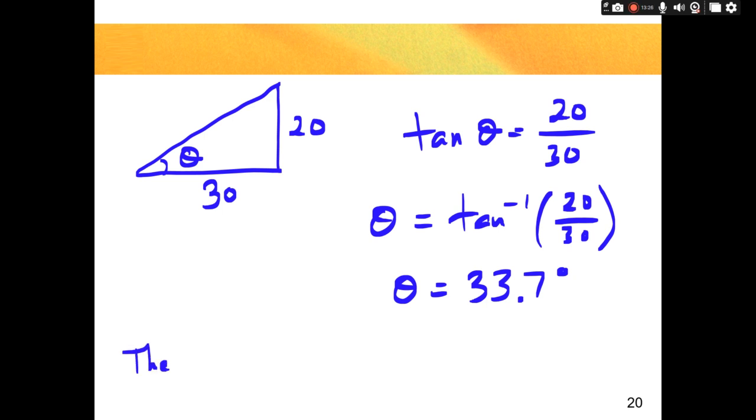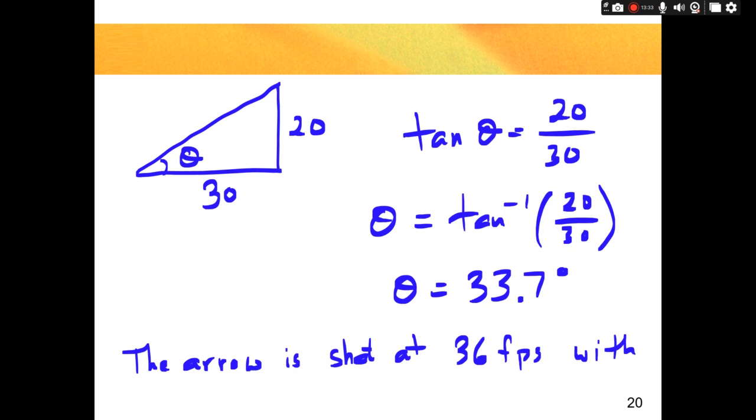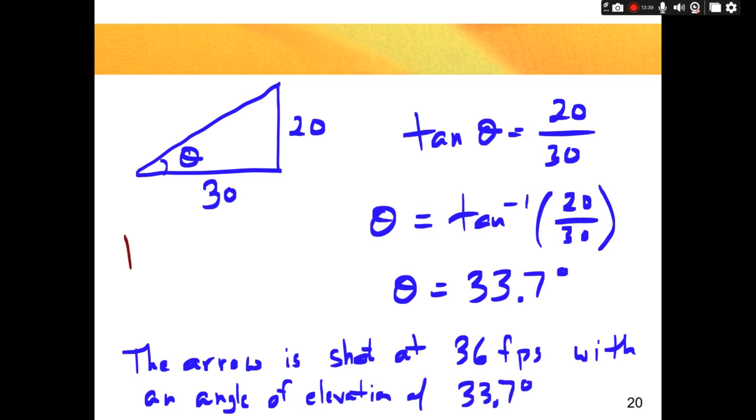Let's write it out. Let's see what this means here. So the arrow is shot at 36 feet per second with an angle, you can say from the horizontal, or you can say with the angle of elevation of 33.7 degrees. Okay, all right, we're good there with that one.